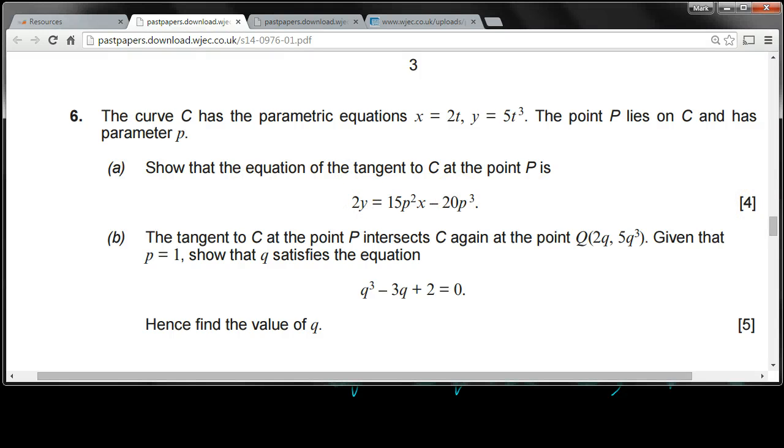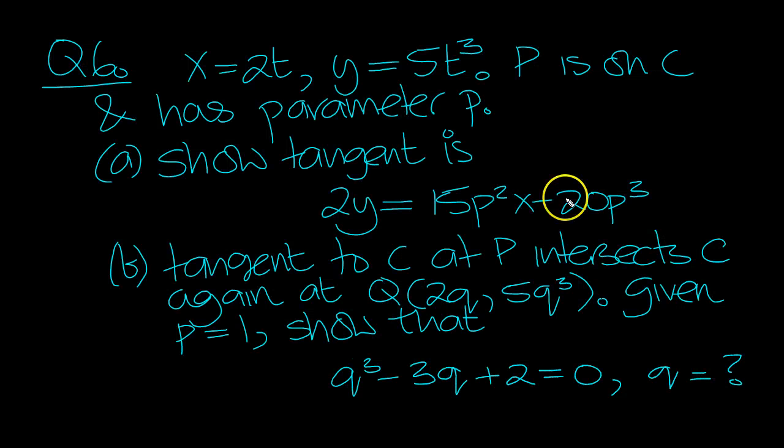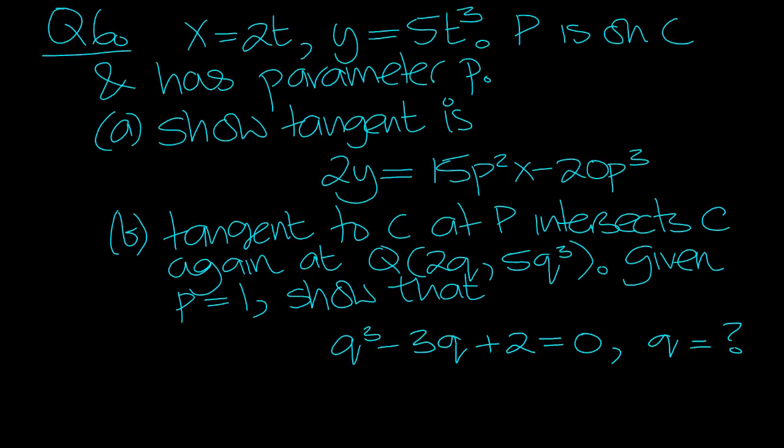Here's the question then. Got it in summary form here. Show that the tangent is this. So let's have a go at part A. P is on C and has parameter p, so P will have coordinates 2p and 5p cubed.